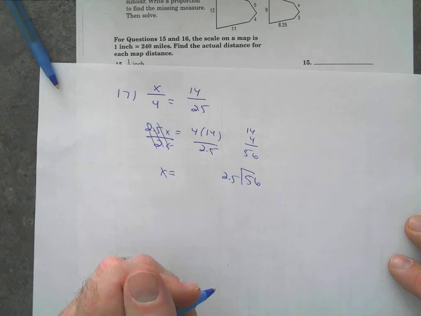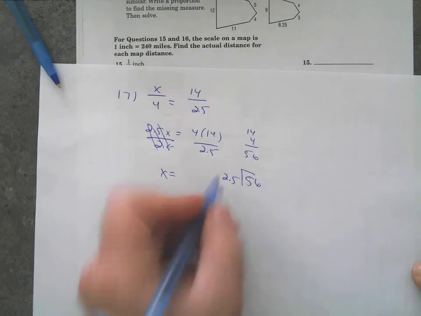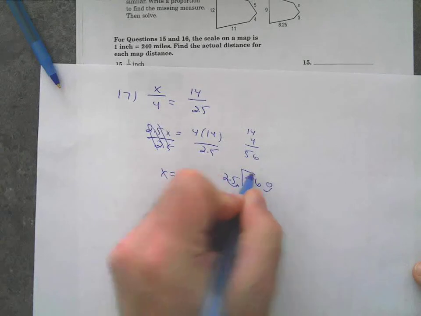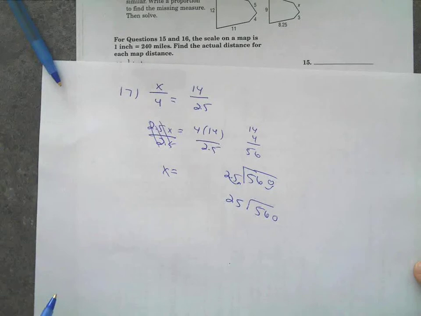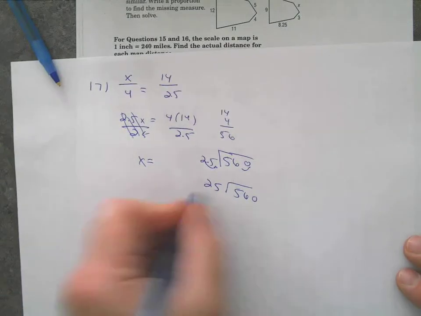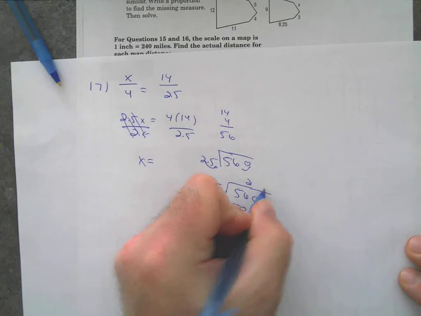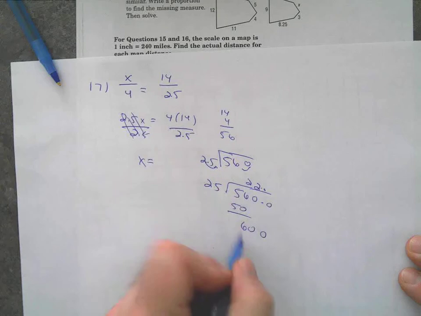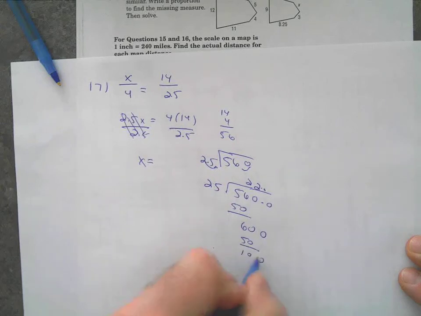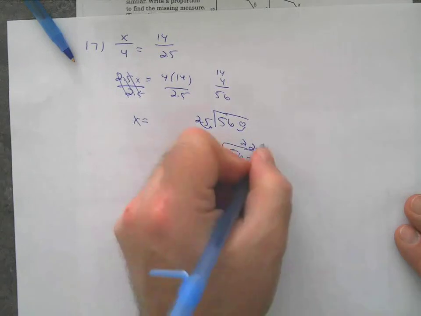What do I end up doing here? It's like that old review from a long time ago. I slide this over and I slide this over. It should be 25 goes into 560. Quarters should be easy to work with. 25 goes into 56 twice to get 50. 25 goes into 60 twice to get 50. Then I get 100 here. And as I slide that up, 25 goes into 100 4 times.